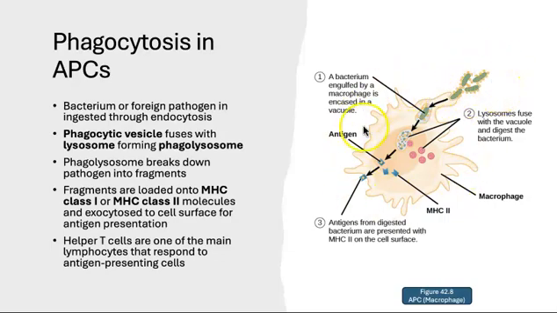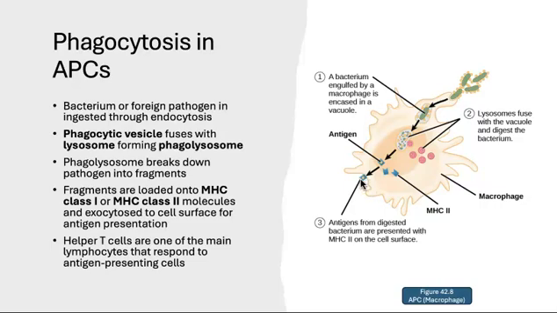So when we have an APC, we find that bacterium or foreign pathogen is ingested through endocytosis. From there, we are going to create a phagocytic vesicle that will then fuse together with lysosomes. If you remember, the lysosomes have digestive enzymes within them. So when we combine it, we're going to call it a phagolysosome, and we will start to break down the pathogen's components into teeny tiny fragments. Then we will take an antigen and place it on an MHC Class 1 or MHC Class 2 molecule and exocytose it and display it on the cell surface of our APC.